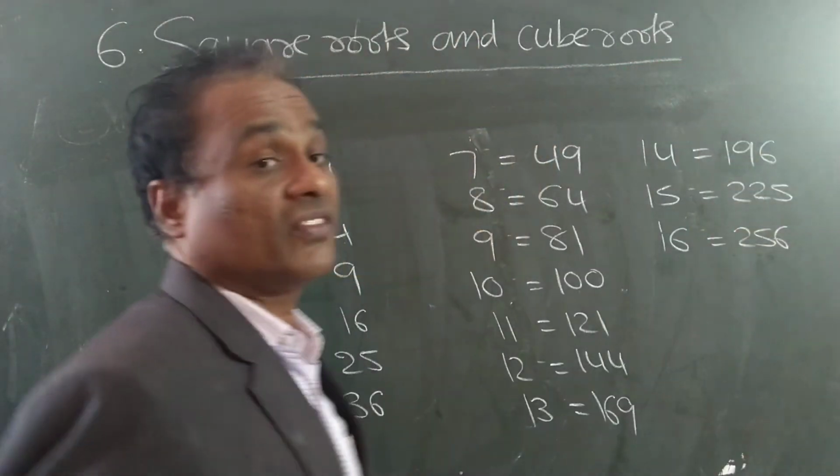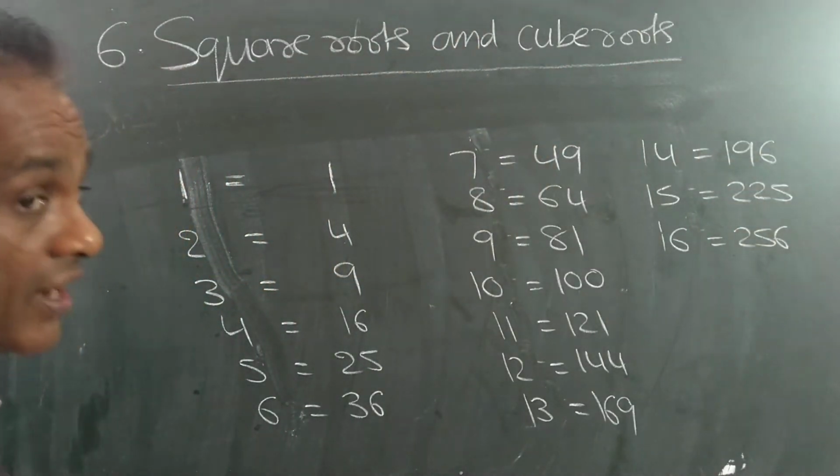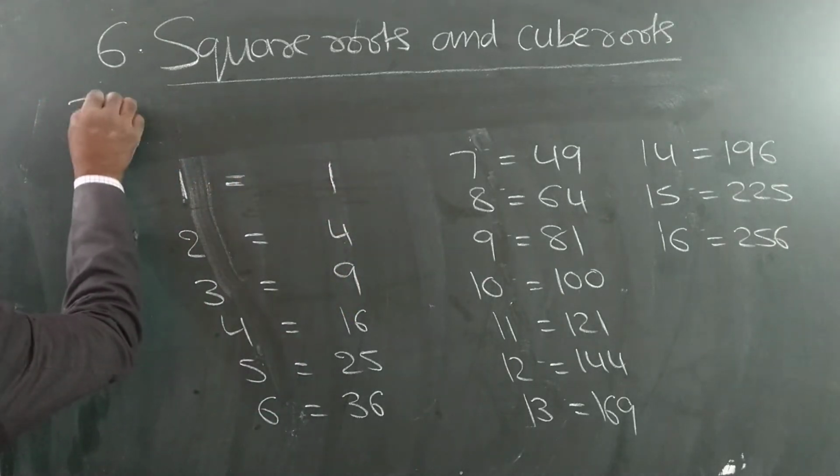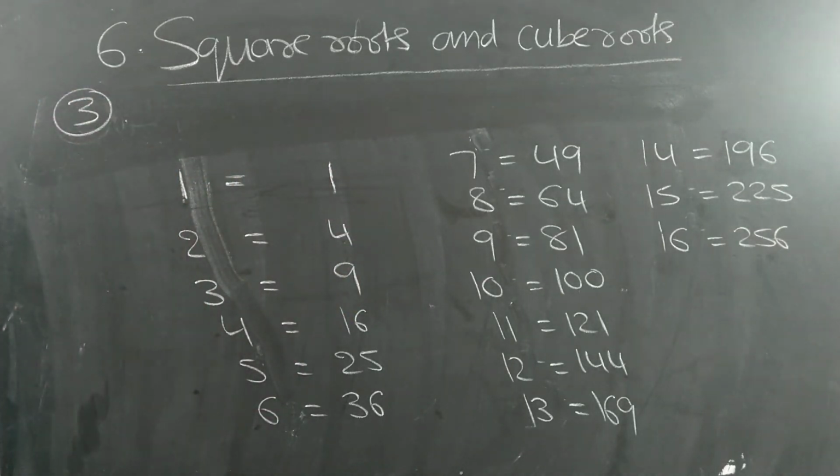Square of an even number is an even number. Square of an odd number is an odd number. That point you wrote. Now another concept we are going to study.